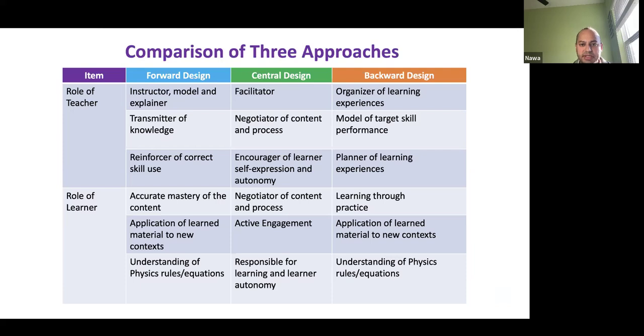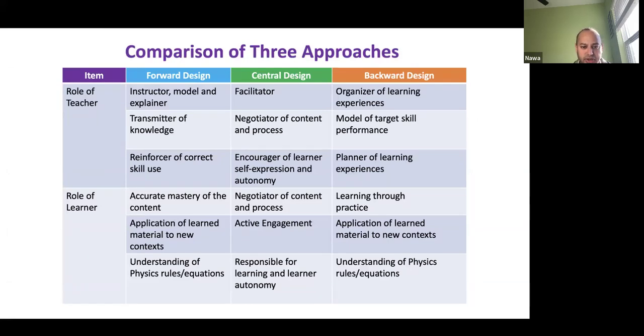In the central design, he's just the facilitator. He doesn't dictate the whole class, but he acts in the role of the facilitator. He gives some topics, and then he interacts with the students and what help they need. So he's a negotiator of the content and the process. Depending upon the learning level of the students, what may be the next step, he's one of the negotiators, but we can also see that the student is the negotiator also. So there happens a negotiation between the students and the teacher on what to do, what to learn, and how to learn. So the teacher acts as the encourager of the learner. So he's a facilitator, negotiator, and the encourager of the learner.